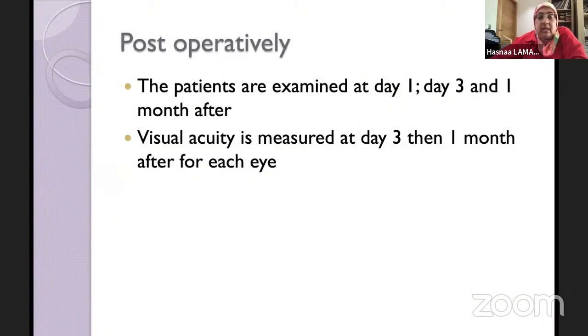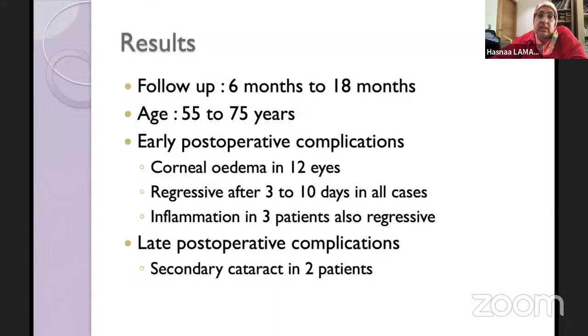Post-operatively, the patients are examined at day 1, day 3, and 1 month later. Visual acuity is measured at day 3 and 1 month after for each eye. We followed up our patients for 6 to 18 months. The age is between 55 and 75. We had early postoperative complications like in all cataract surgery: corneal edema in 12 eyes that regressed after 3 to 10 days in all cases, and inflammation in 3 patients, also regressive. Late postoperative complications were secondary cataracts in 2 patients who benefited from YAG laser.